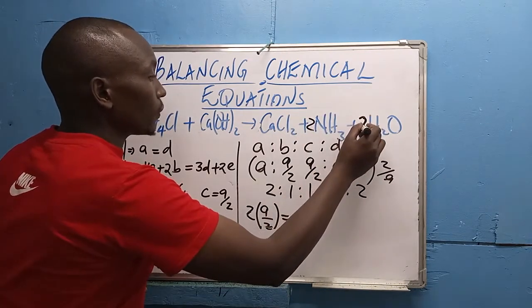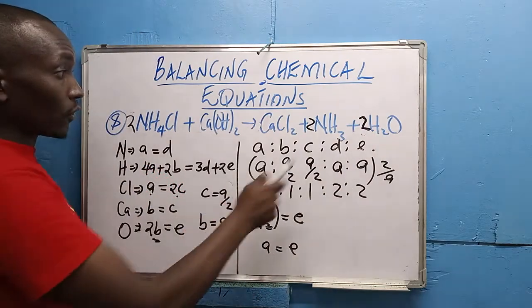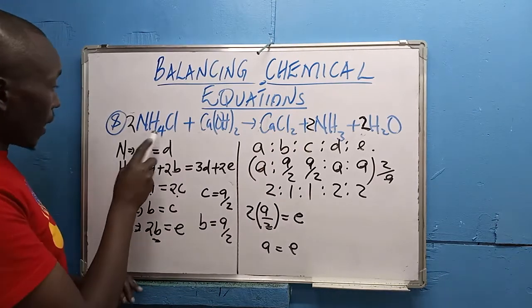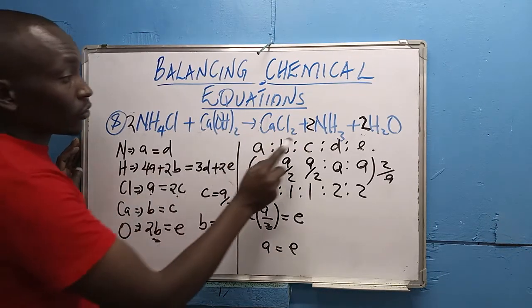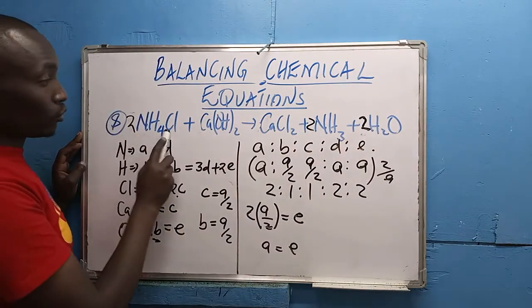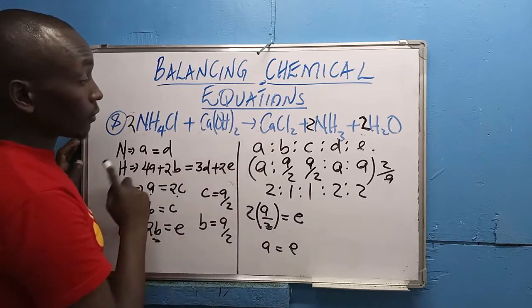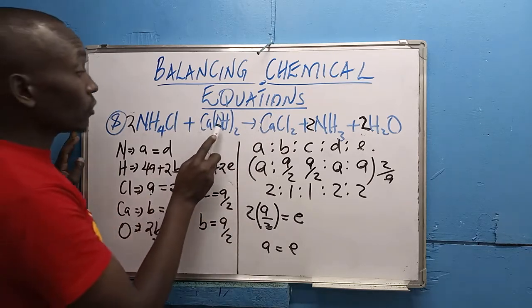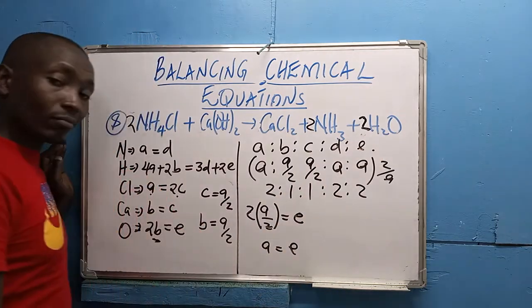Confirm with me that the equation is balanced. Nitrogen, 2 of them. On this side, 2 of them. Hydrogen, that is 8 plus 2, 10. So this is 6 plus 4, 10. Chlorine, there are 2. Chlorine, there are 2 here. Calcium, it's 1, it's 1. And oxygen, that is 2 oxygen, 2 oxygen.